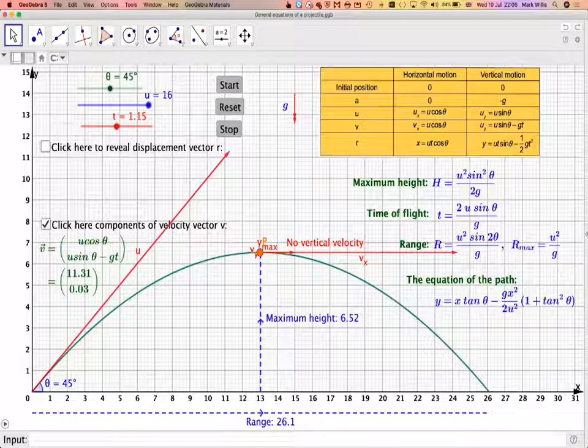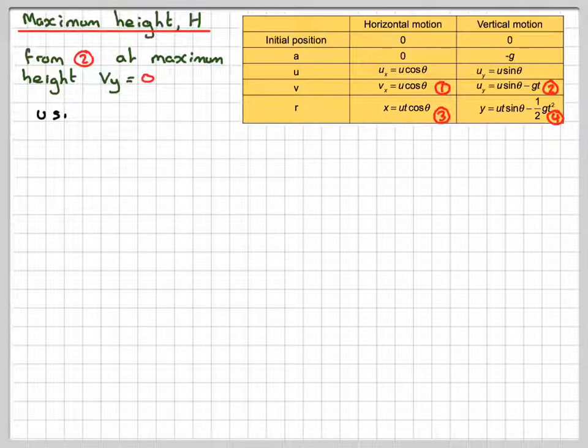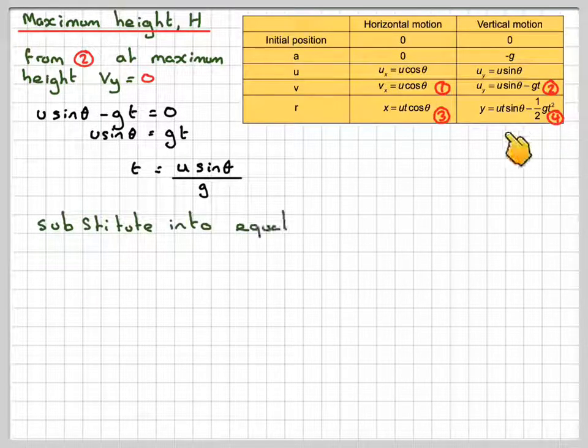we can't get it exactly, but we can see here that this is very, very low. This will be virtually 0, and this will be 11.31. This one will always stay constant. So we want to know where this is equal to 0. Using that, we've got to find the time where we get the maximum height. Solving that, u sine theta is equal to gt, and therefore t is u sine theta over g.